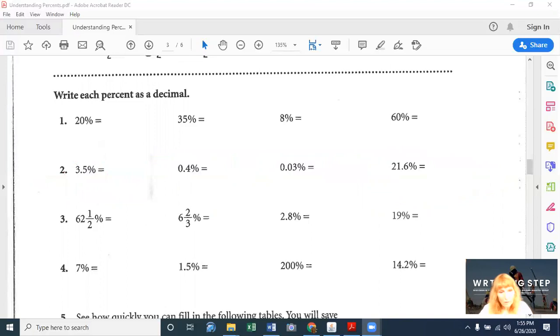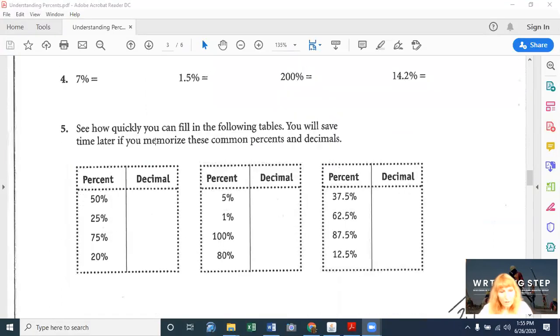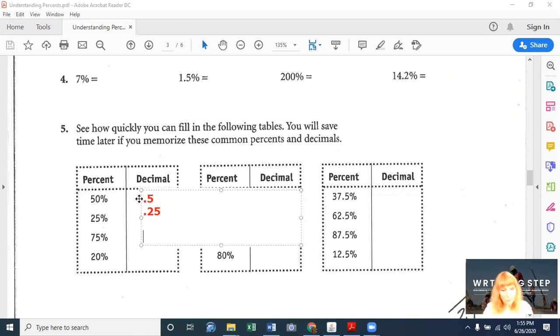Get into some of the harder stuff a little bit here. Down below here, they just want you to be able to quickly recognize, just like they wanted you to convert decimals to fractions, to percent. Now they want you to convert percents to decimals very quickly. So 50% would become 0.5, 25% would become 0.25, 75% would become 0.75, and 20% would become 0.2. So just get comfortable recognizing those equivalents.